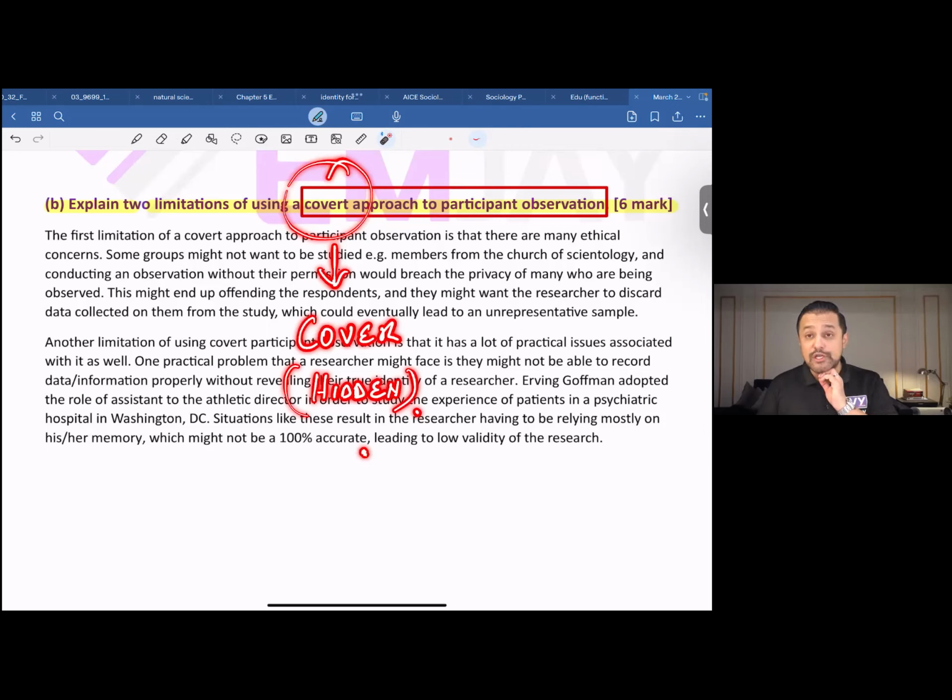About covert observation, in other words, when the people who are being studied or observed do not know that they're being observed, do not know that they're participating in a research.